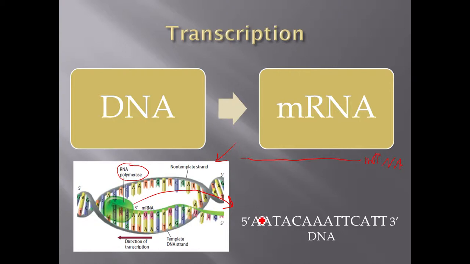Let's take a look. A bonds with T, usually, but we're dealing with RNA here, so that's going to be a U. A goes to U. Here is a T, T goes to A. A goes to U. C goes with G. And we'll just keep on going. So we have A to U, A to U, A to U. T is going to go to A.